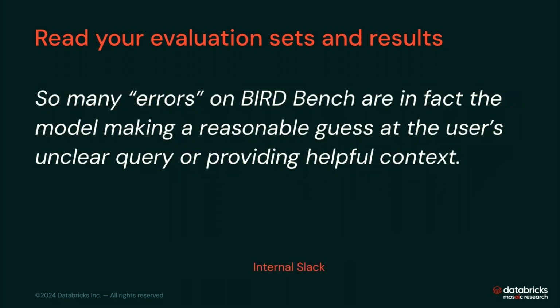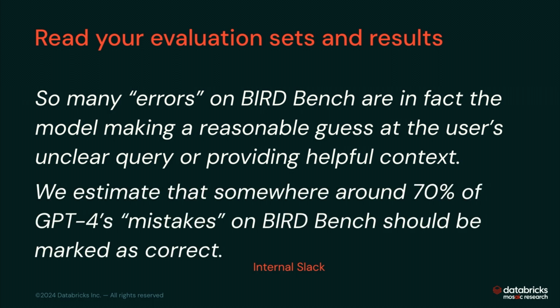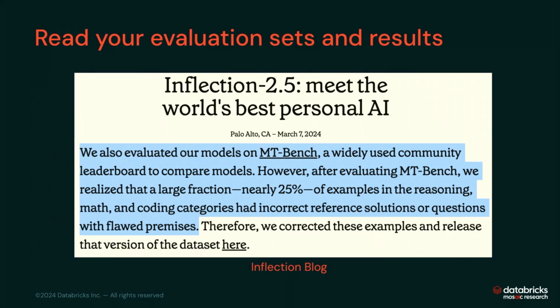So many errors on BirdBench, which is a popular text-to-SQL benchmark, are in fact the model making a reasonable guess at the user's unclear query or providing helpful context. We estimate that somewhere around 70% of GPT-4's quote-unquote mistakes on BirdBench should be marked as correct. This is how people get to claim their models are better than GPT-4 at things without being super careful. And it's great to claim that.